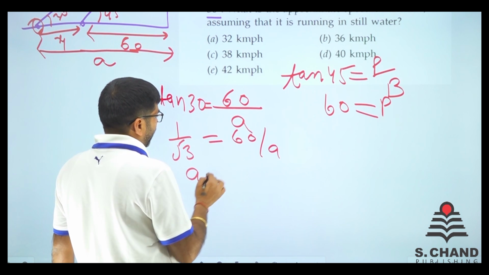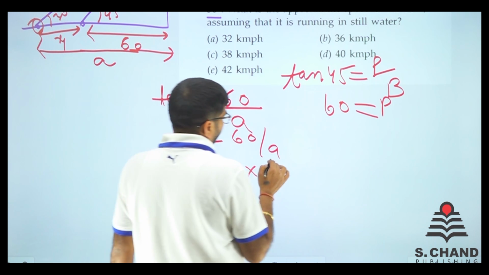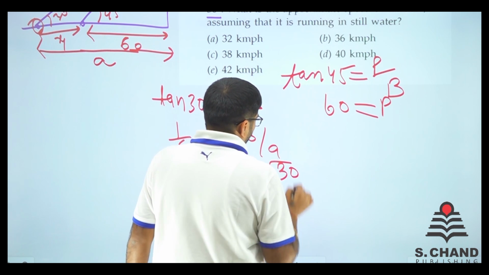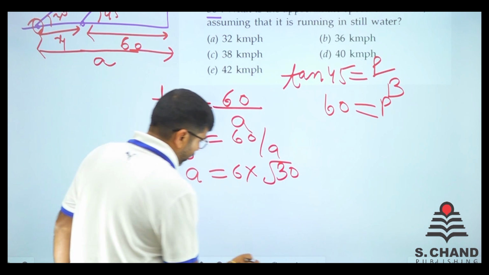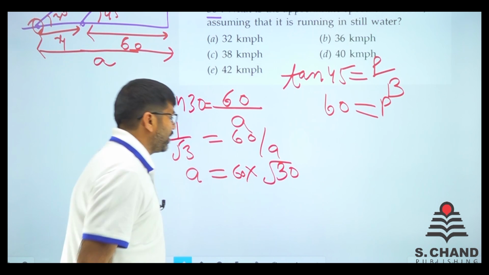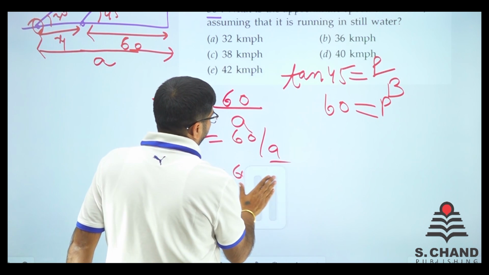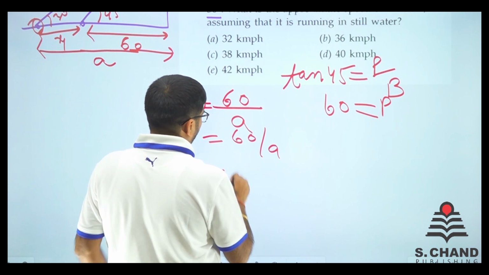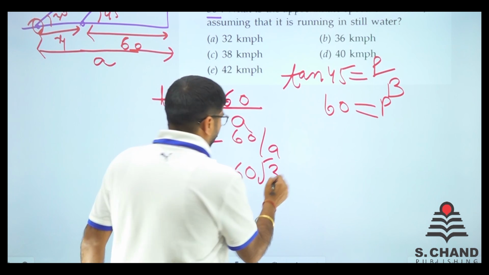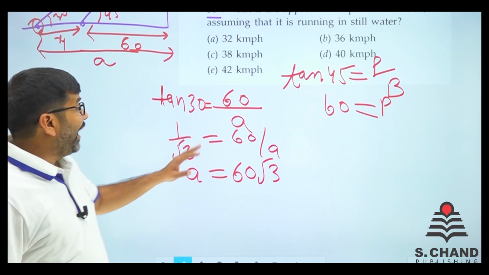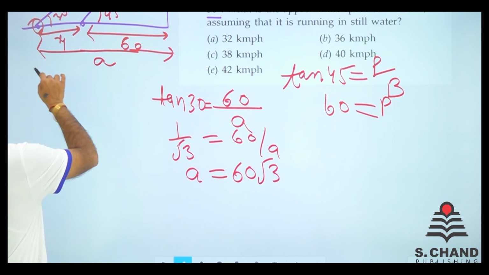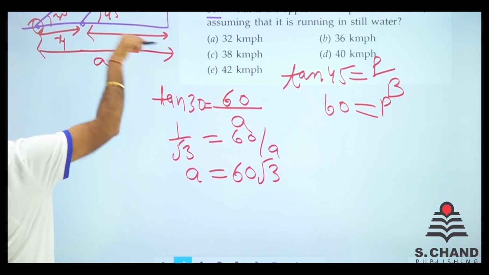Cross multiplication, A is equal to 60 into root 3. So we got 60 root 3. Sorry, I guess I have made a mistake. We got 60 root 3, not 30, right? So A is 60 root 3, the whole, and this part is 60.